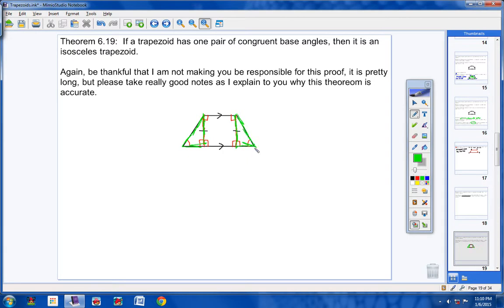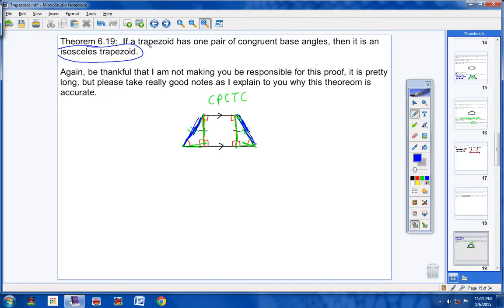Now, if those two triangles are congruent, then because of CPCTC, I know this side here is congruent to this side here. Now, students, think about it. As soon as I prove that this side right here is congruent to this side here, then I have what right away? I have an isosceles trapezoid, because an isosceles trapezoid is a trapezoid that has congruent legs. So there, I did it. It's really not that difficult. I'm not making you responsible for this, but that is how I know Theorem 619 is correct.